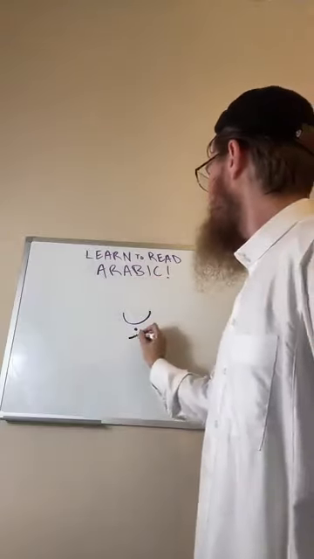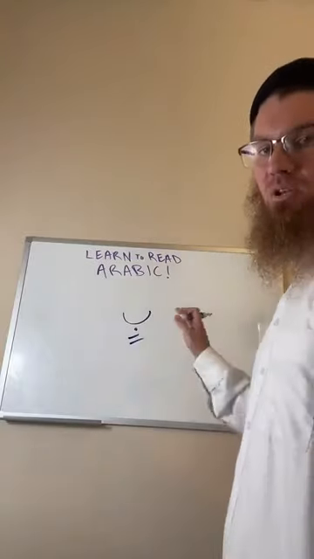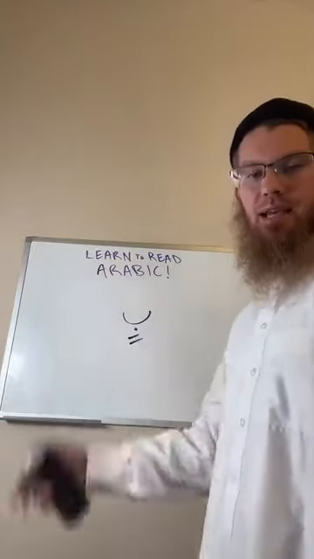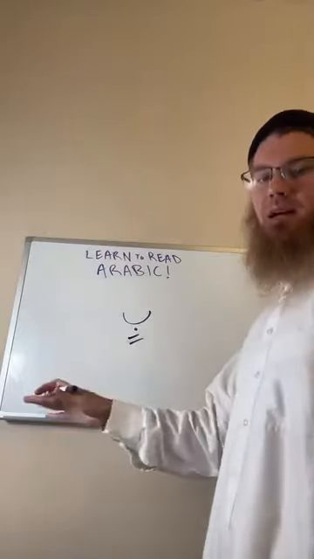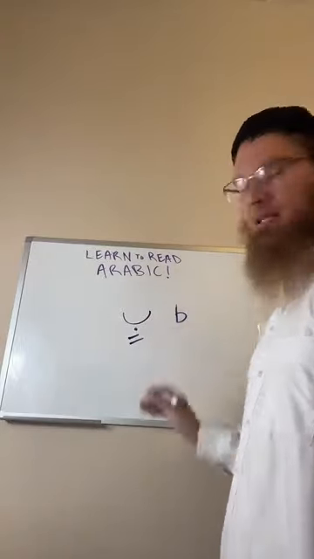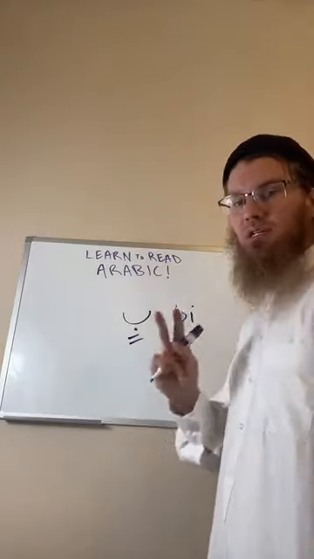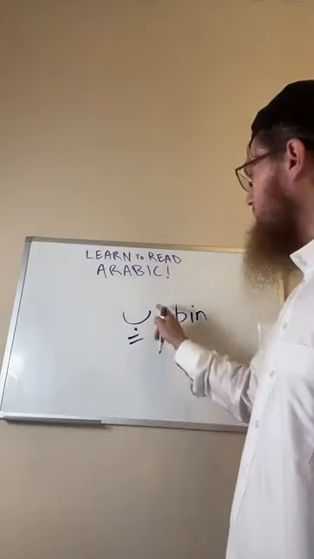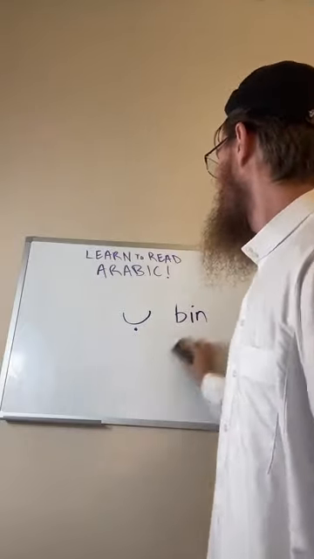All right, so what if I have two kesras? What do you think it sounds like? I didn't teach you this yet, but let's see if you can think ahead. Bin, excellent, because it's the same concept as the previous, right? We already learned this is the letter ba, sounds like B. This is a kesra, it sounds like I. But when there's two kesras, we're going to add an N, so it becomes bin, right? So it's 1, 2, 3, 1, 2, 3. Very simple, right?